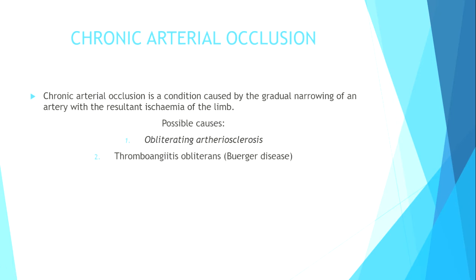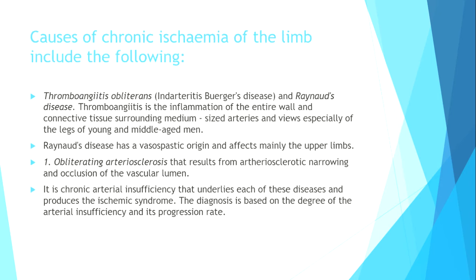Chronic arterial occlusion. Chronic arterial occlusion is a condition caused by the gradual narrowing of the artery with the resultant ischemia of the limb. Possible causes: obliterating atherosclerosis and thromboangiitis obliterans or Buerger disease. Causes of chronic ischemia of the limb include the following: thromboangiitis obliterans, endarteritis or Buerger disease, and Raynaud's disease.